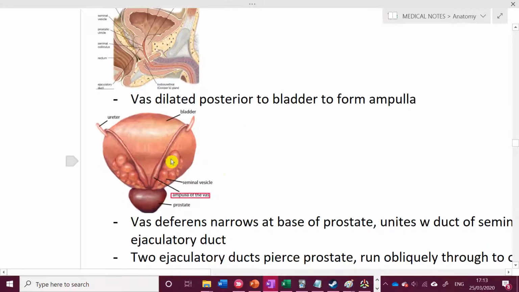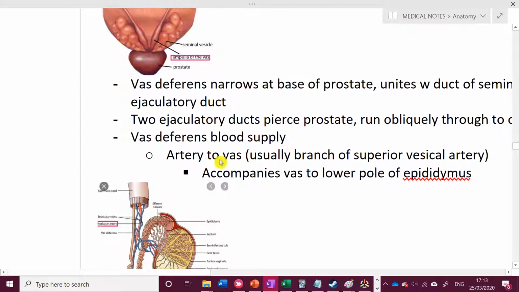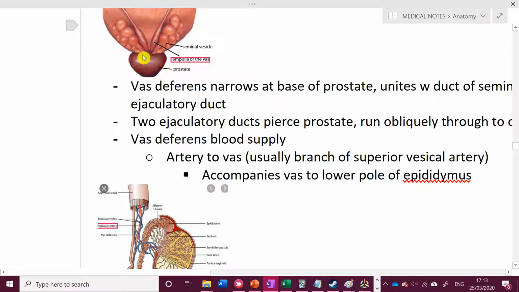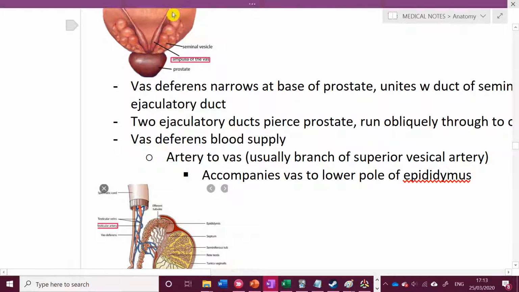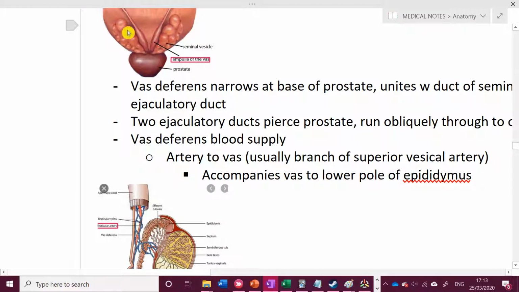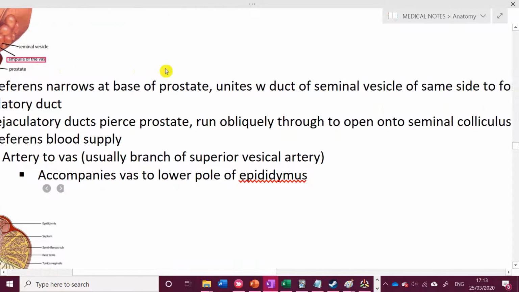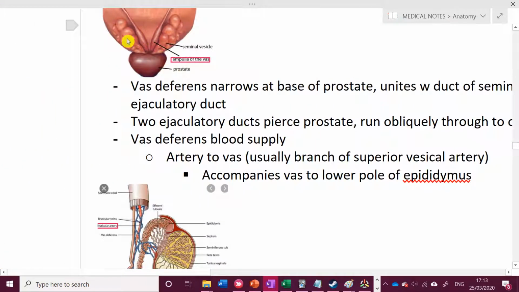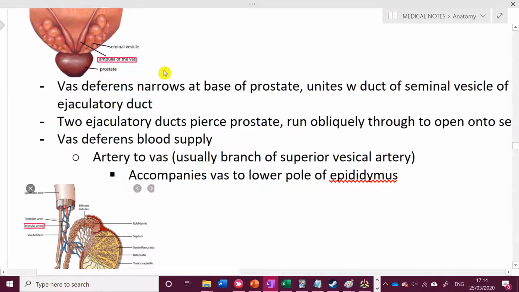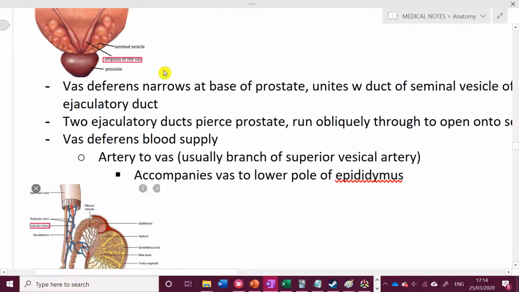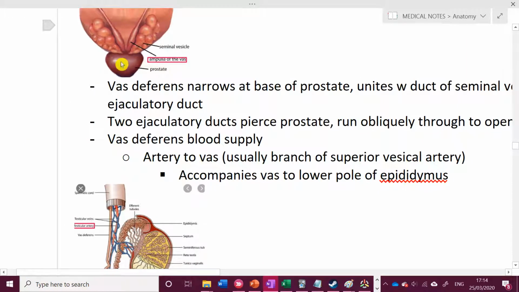The vas is dilated posterior to the bladder to form the ampulla of the vas. You can see this dilated bit, that's the ampulla of the vas. And it narrows at the base of the prostate, here, where it unites with these seminal vesicles on the same side to form the ejaculatory duct. Two ejaculatory ducts pierce the prostate, and they run obliquely through to open into the seminal colliculus.